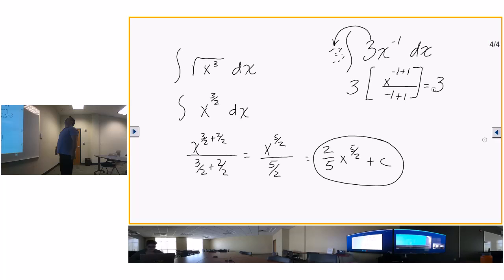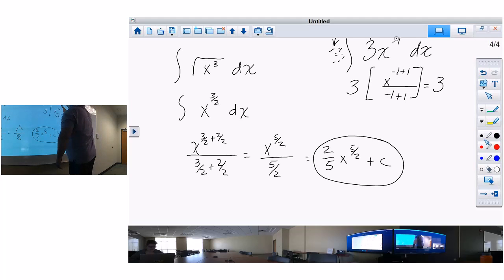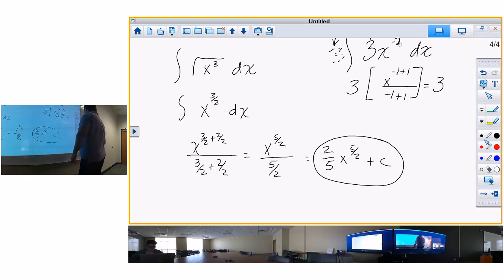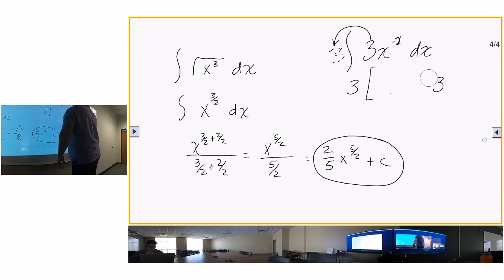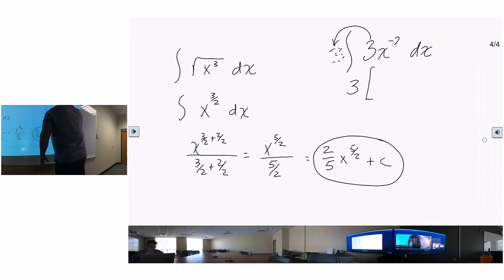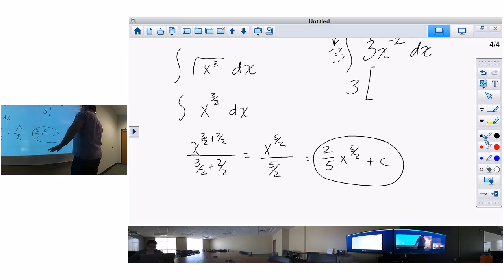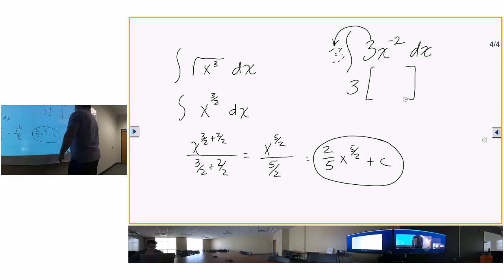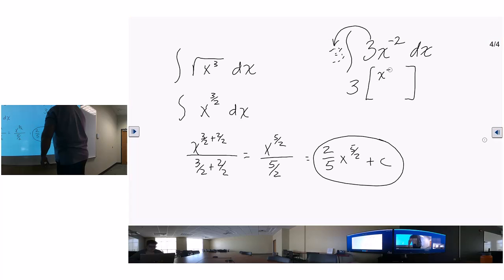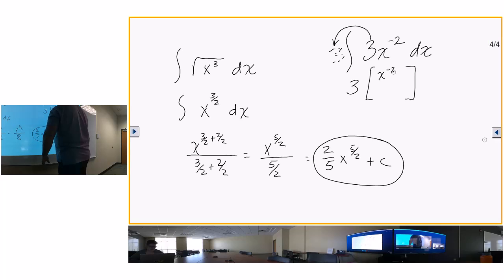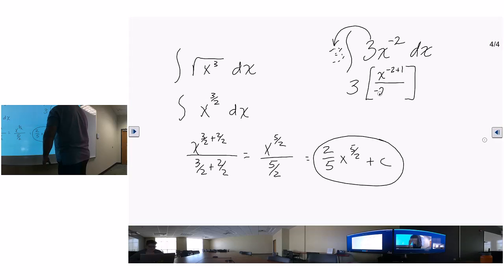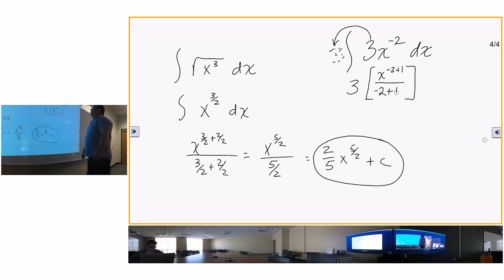Oh shoot, I picked the wrong number. Hold on. Change this to a 2. That's going to be natural log. I don't want to do that. We don't even know about the natural log yet. I picked the wrong number. Sorry. That's to the -2. Let's change that to -2. All right, y'all. We haven't learned natural log yet. So x to the -2 plus 1 over -2 plus 1. Sorry, had a brain bubble there.